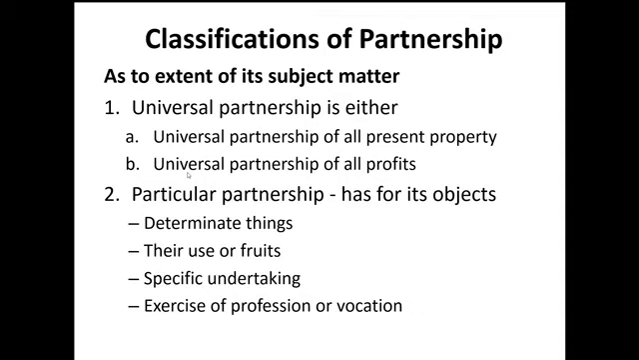Next, as to extent of its subject matter, it can be a universal partnership or a particular partnership. A universal partnership can be a universal partnership of all present property or a universal partnership of all profits. A particular partnership is a partnership that has a determinate object, their use or fruits, or a specific undertaking or exercise of profession or vocation. Please check the definition of particular carefully.